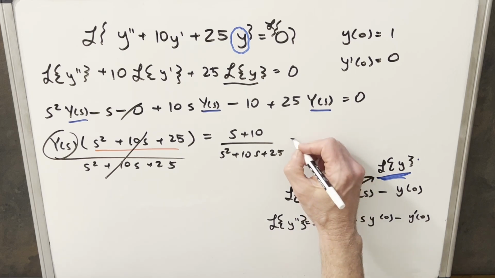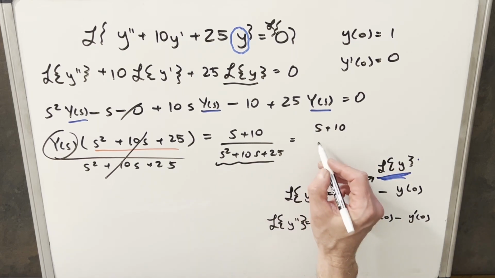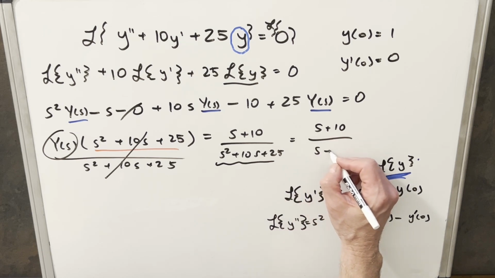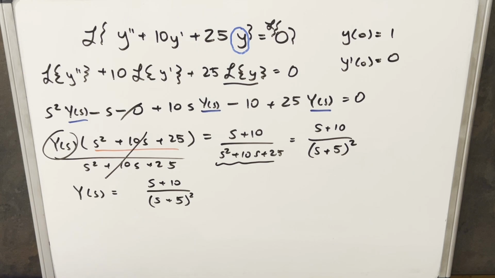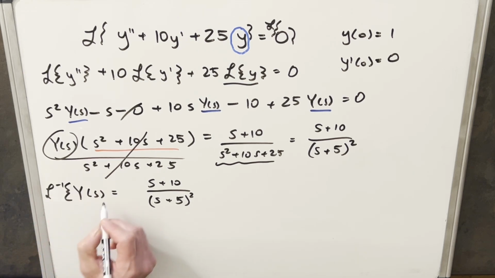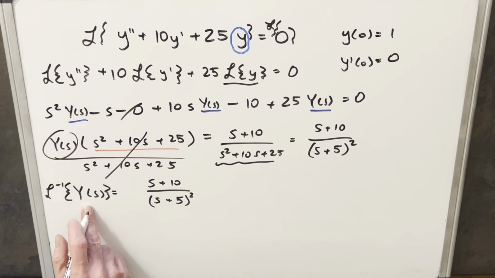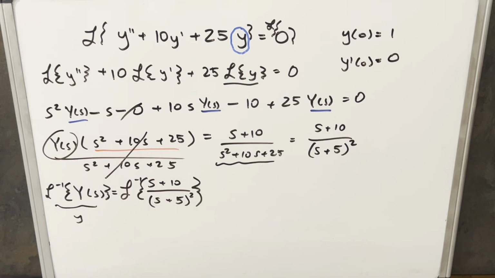And then one other thing I can do is rewrite this, because this here is a perfect square. So this can actually be written as S plus 5 all squared. But now, like I mentioned before, I can just reverse this with the inverse. I can take the inverse on both sides, because this is the Laplace transform of Y. So when I do that, this whole thing here is just going to be Y. And so we'll do it on this side as well.